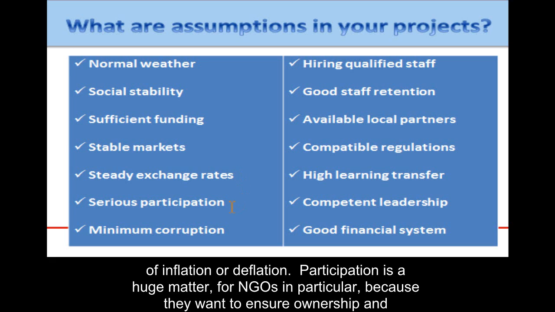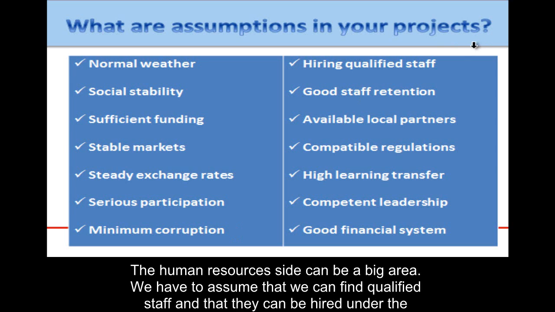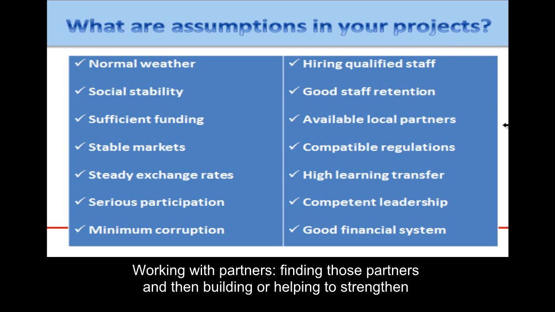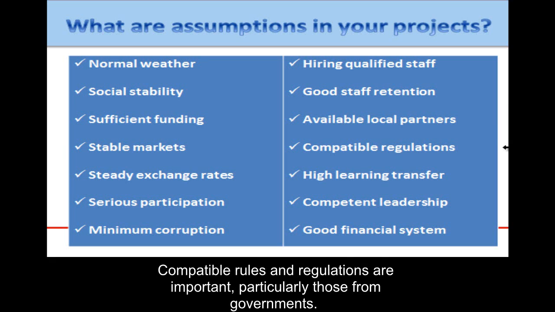Participation is a huge matter, especially for NGOs in particular, because they want to ensure ownership and sustainability of their projects. Corruption is often an issue that needs to be faced in many places, and it has to be managed. The human resource side can be a big area. We have to assume that we can find qualified staff and that they can be hired under the terms that we've specified, and then retaining those staff for the period of the project. Working with partners, finding those partners, and then building or helping to strengthen their capacities and their own abilities to manage projects. Compatible rules and regulations are important, particularly those from government agencies.